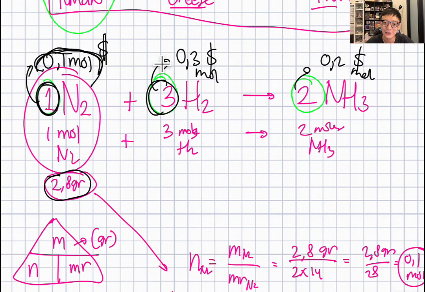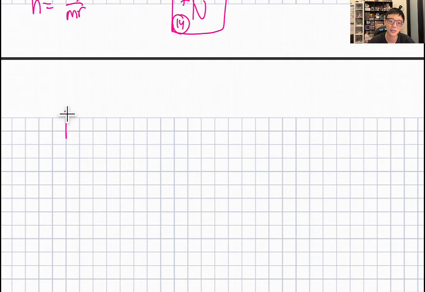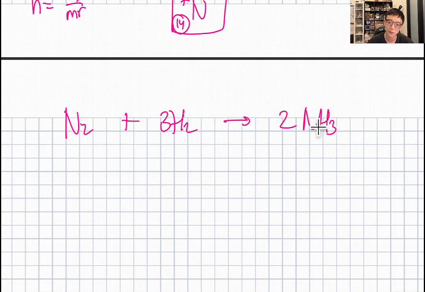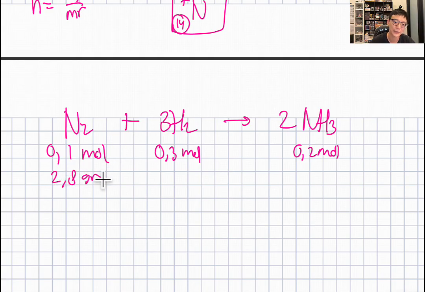So just like here, if you have mass in grams, we cannot directly use it as a comparison. We have to change it into mole first. Okay? So now let's move this reaction down here. Plus 3H2 becoming 2NH3. So now let's say that we have this 0.1 mole, 0.3 mole, and 0.2 mole. Yeah. So here we have the mass, which is 2.8 gram.